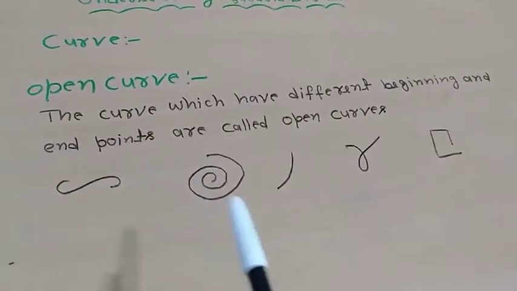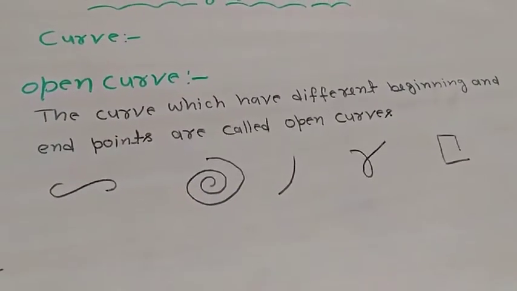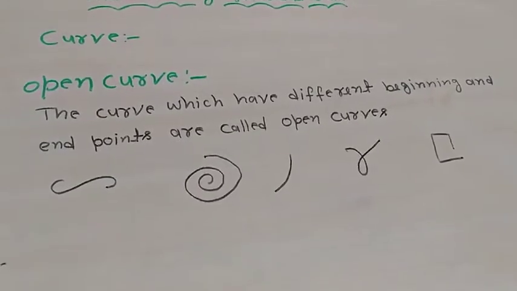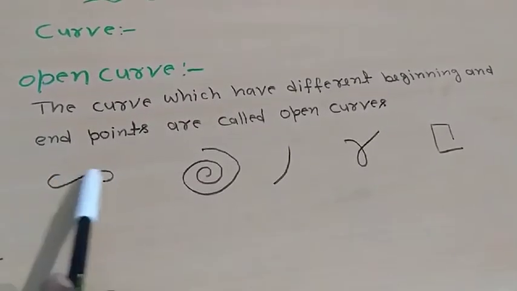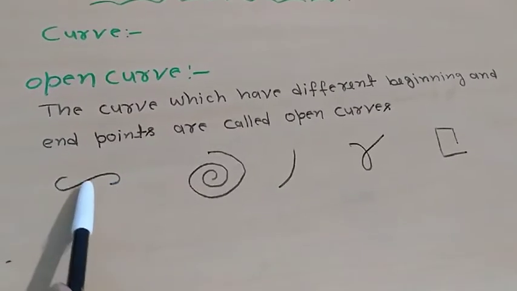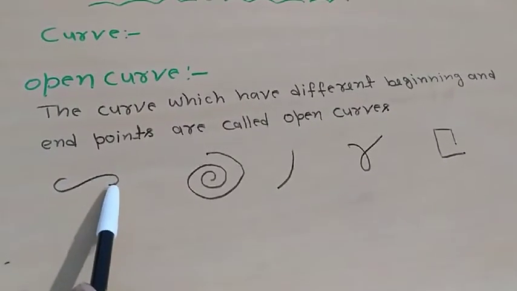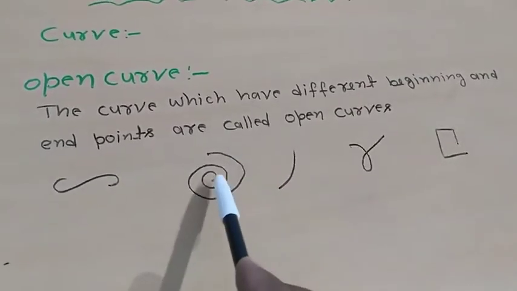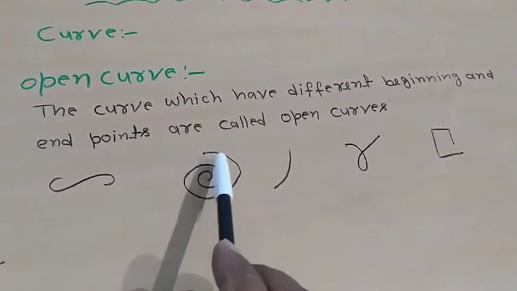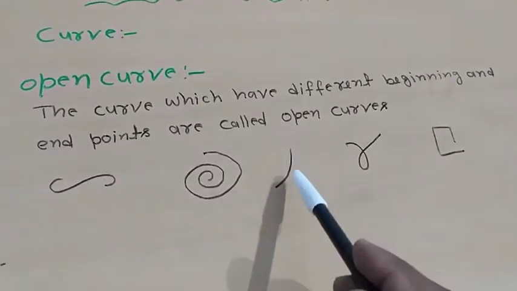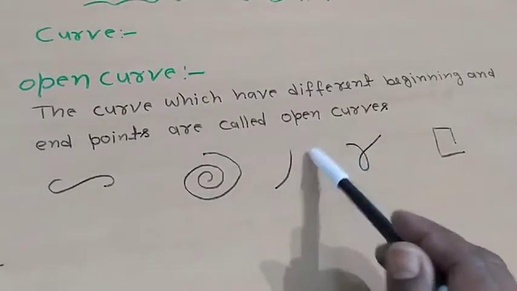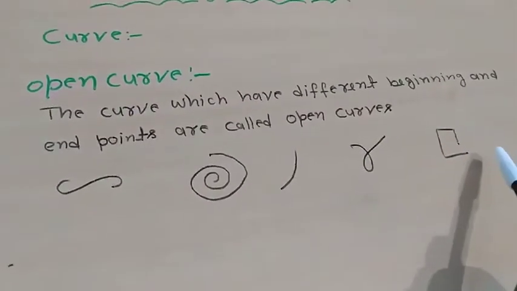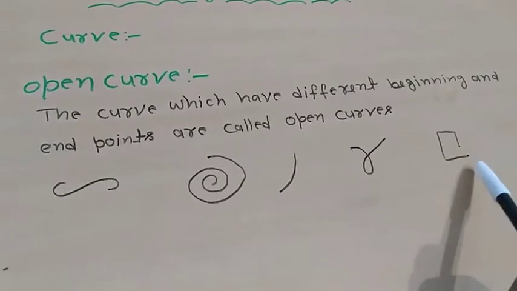Students, you can see here an open curve. The curves which have different beginning and end points are called open curves. You can see one point here and one point here, so beginning point and end point. So this is an open curve. One point here and other point here, open curve. Different beginning point and end point. Here you can see, this is also an open curve. Clear?